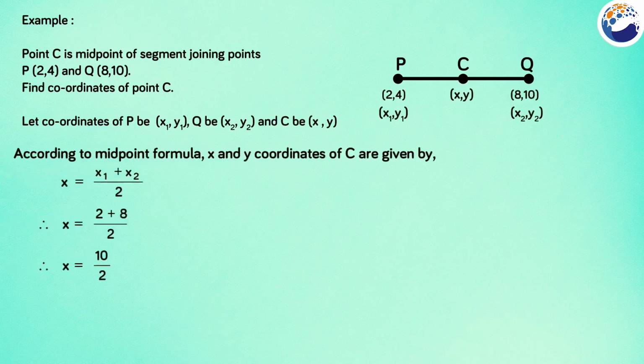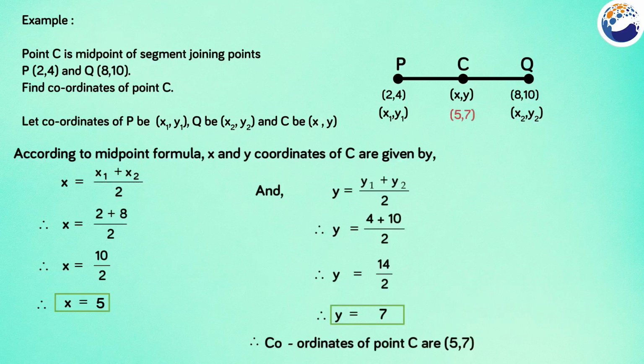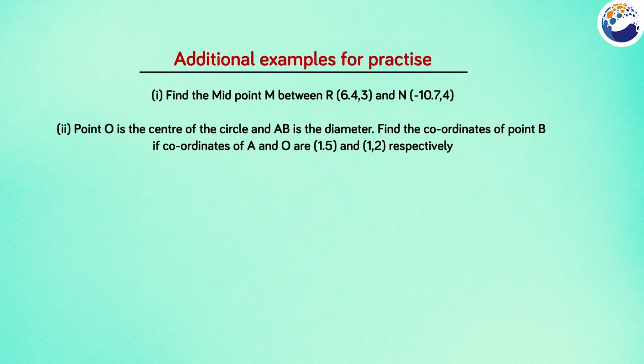According to midpoint formula, x and y coordinates of C are given by x is equal to (x1 plus x2) upon 2. Therefore, x is equal to (2 plus 8) upon 2. That is, x is equal to 10 upon 2. Therefore, x is equal to 5. And y is equal to (y1 plus y2) upon 2. Therefore, y is equal to (4 plus 10) upon 2. That is, y is equal to 14 upon 2. Therefore, y is equal to 7. Hence, coordinates of point C are (5, 7). Try some more problems for practice.